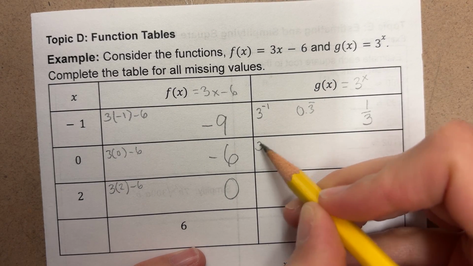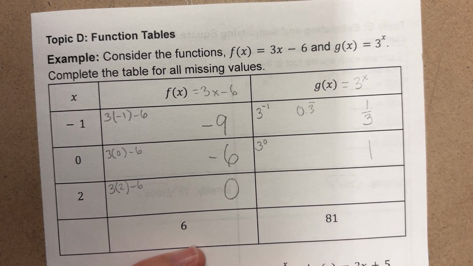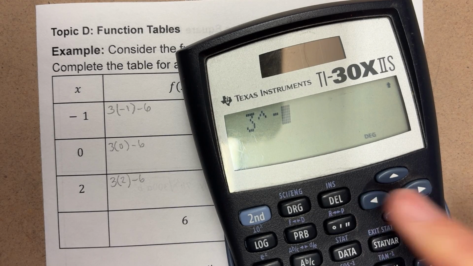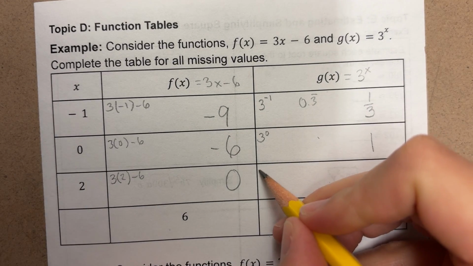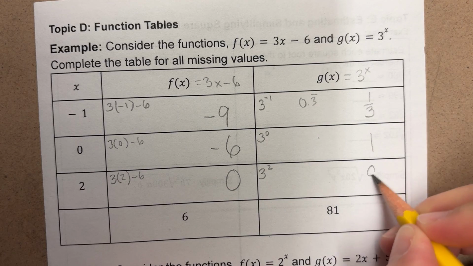Okay, next, 3 to the 0. Anything to the 0 power is 1. Again, you can feel free to come back here and use the calculator, right? It's totally fine. 3 to the power of 2 is 9.